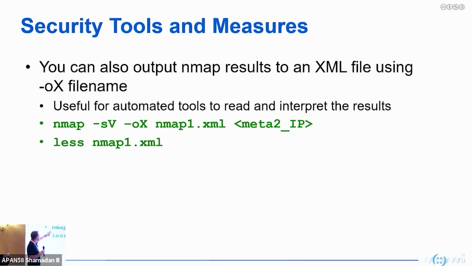So here we're doing an nmap, we're doing a version scan, we're outputting to XML, we're then putting the output file name, and then at the end we add the IP address of what we're scanning. That will then record that information to XML.